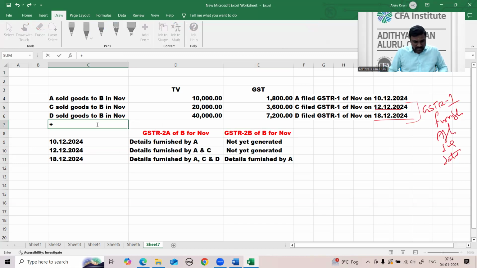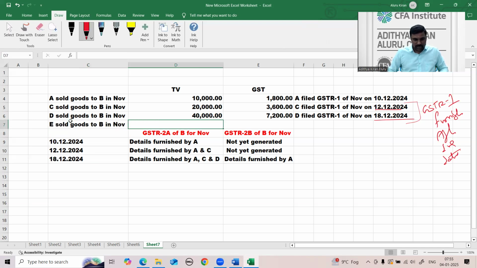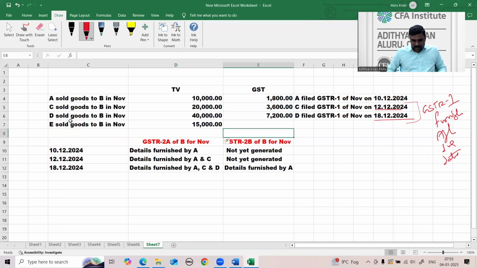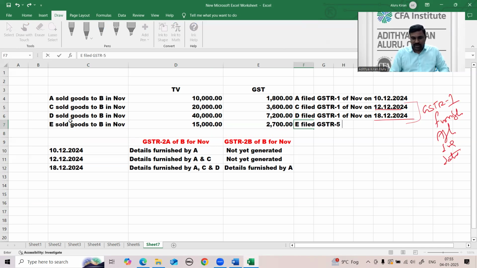Next, another thing. E sold goods to B in November, 15,000, and 2,700 is the GST. E filed GSTR 5 of November on 12th December 2024.